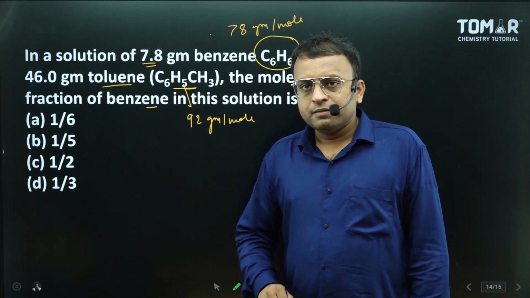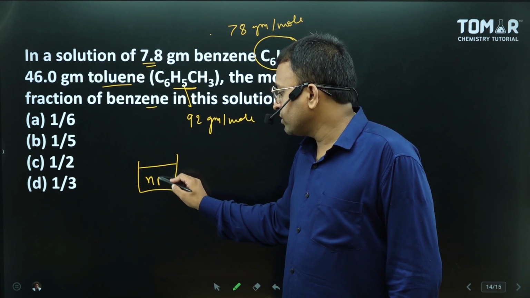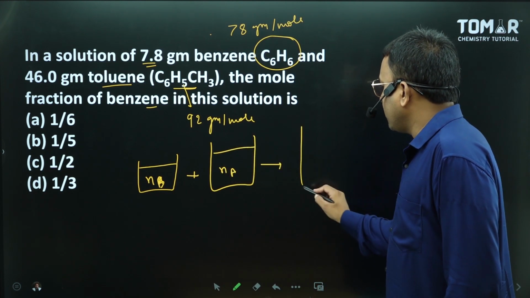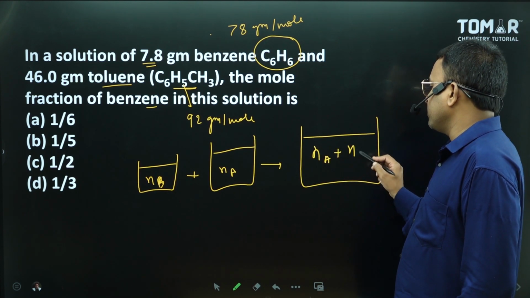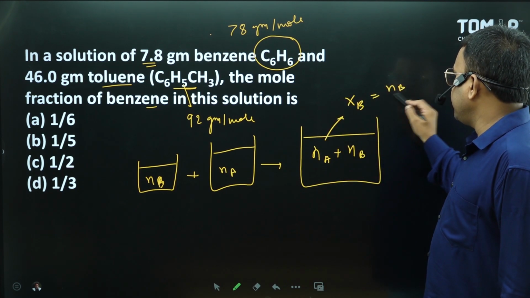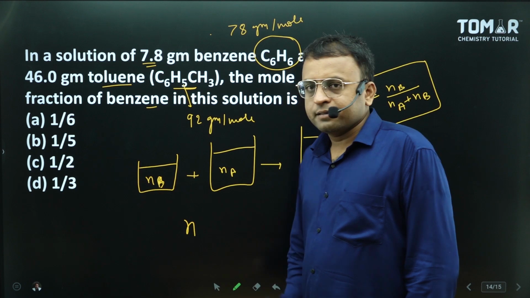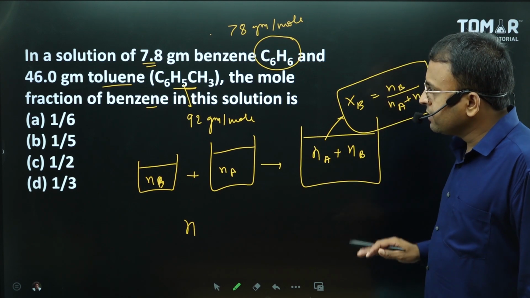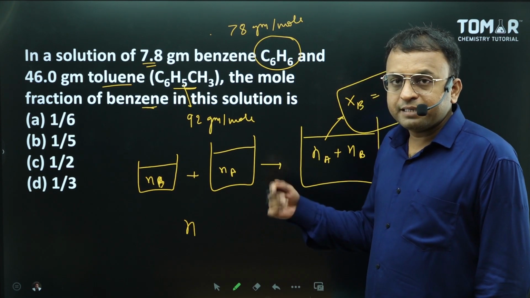The mole fraction of benzene. Now what is mole fraction? Suppose we have a solute having moles Nb and we have a solvent of moles Na. On mixing solute and solvent, we will get the solution having moles of both A and B. Now the mole fraction of B will be Nb divided by Na plus Nb. Mole fraction is moles of B divided by total moles. Now we have to find the mole fraction of benzene. We should find moles of benzene first.